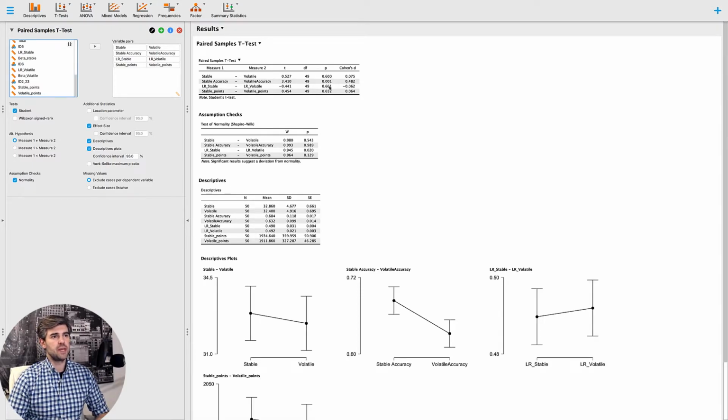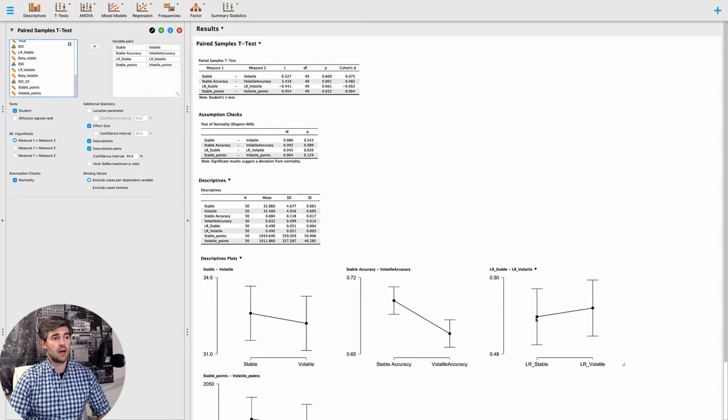Now, if we look at the p-values here, what we can see is that only one condition shows a significant difference, and that's here in accuracy. We can see that people were more accurate in a stable period compared to a volatile period, which intuitively makes sense. In the stable period, they have a better idea of the underlying probability of the environment, but in the volatile condition, it keeps changing, so they have to keep relearning. So it's less clear what the high value options actually are.